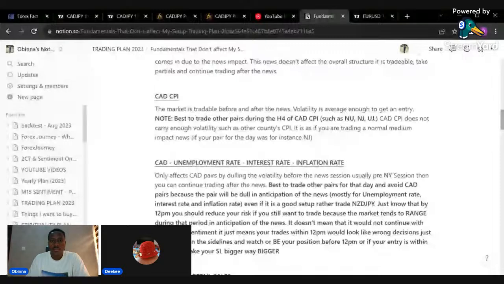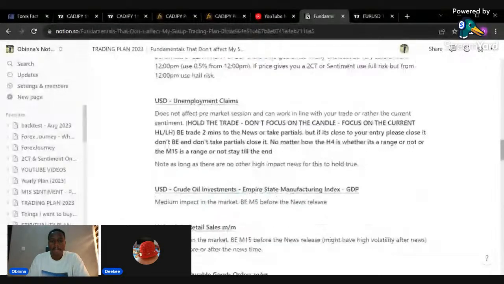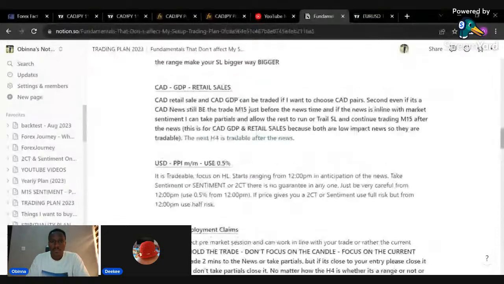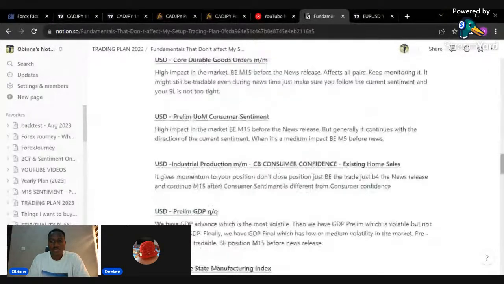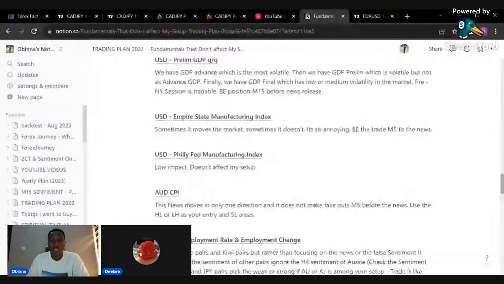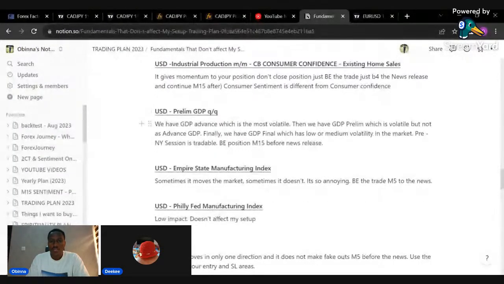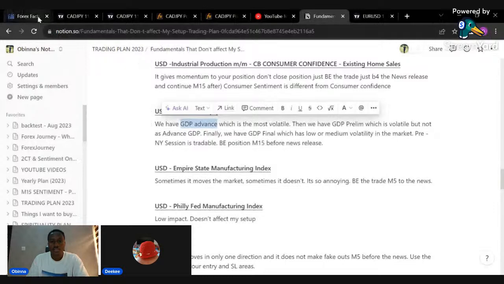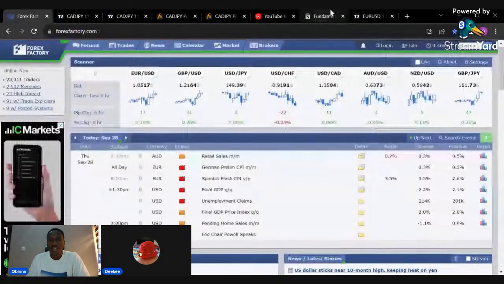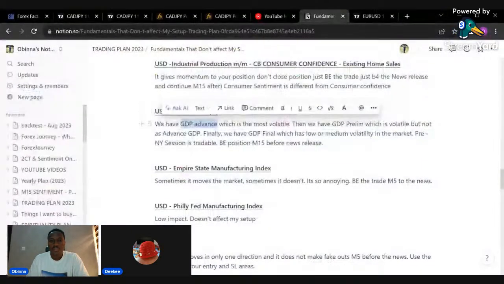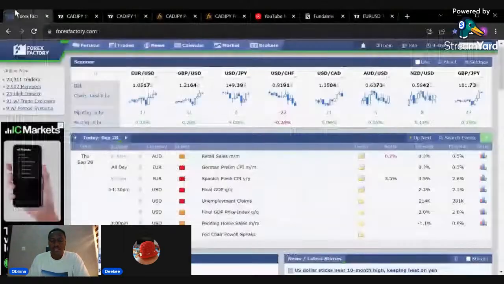I don't think I wrote much about it. Can't find it. Okay, I can see it here. We have, okay, GDP advance is what is more volatile. Let me see. This is GDP final. So it doesn't really have that much strength in the market. And we have GDP, which is volatile, but not as advanced. Then we have finance, which has medium. Okay. So this news is not an issue.